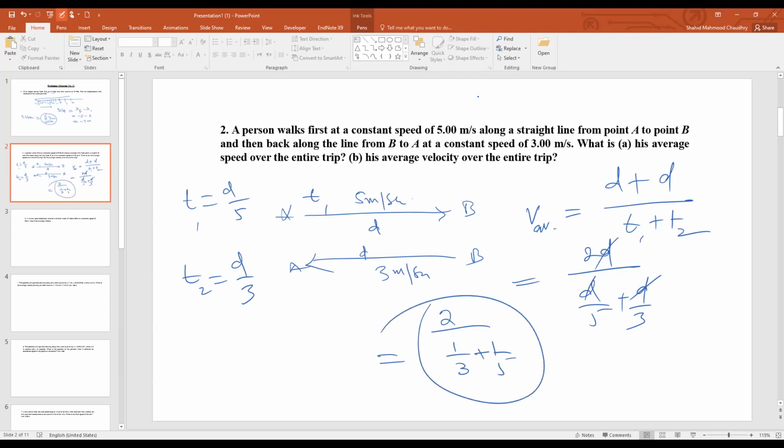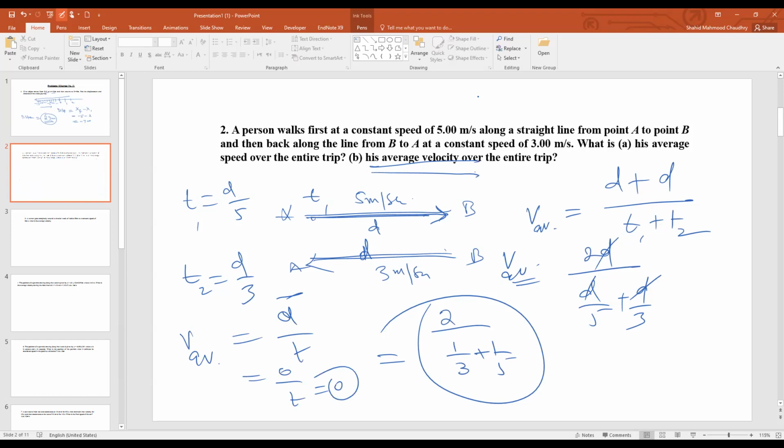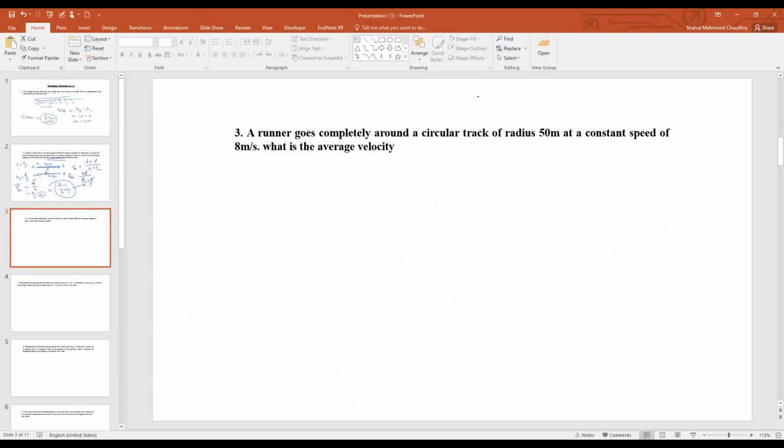This is the same problem which I have discussed before. Now his average velocity. That was average speed. So average velocity is, this is the D distance on the right side and this is the D distance on the left side. Velocity is displacement over time. So D plus and D minus, the answer will be 0 over t, and this is 0. Velocity will be 0 and speed will be this one. Clear? Clear.